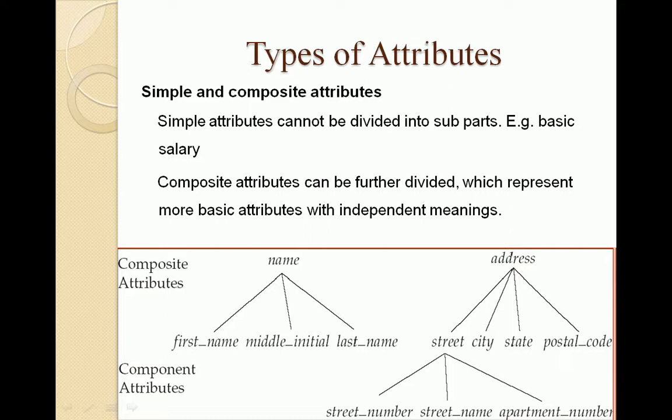Likewise, address is here divided into street, city, state, postal code, and street can be further divided into street number, street name and apartment. It represents more basic attributes with independent meaning. If you see street here, street has its own meaning because street can have street number, street name and apartment number. So we can say composite attributes can be further divided and they represent more basic attributes with independent meanings.